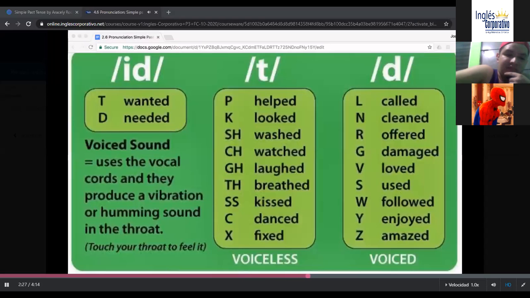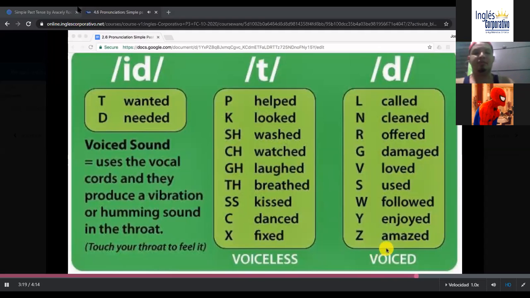Let me show you more examples of words that are voiceless and voiced to help you understand this topic better. Another method to use is following these particular sounds. These sounds are voiceless: P, K, S, CH, GH, TH, SS, C, X. Let's pronounce these words now. I would like for you to repeat them after me. Helped, looked, watched, laughed, breathed, kissed, danced, fixed.